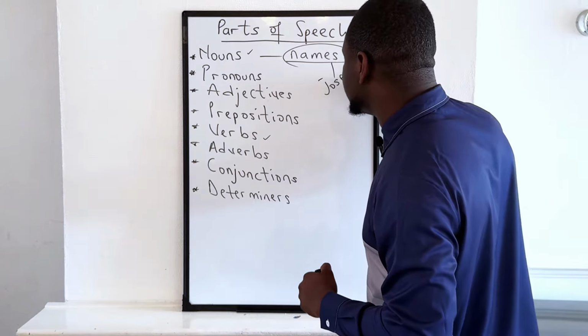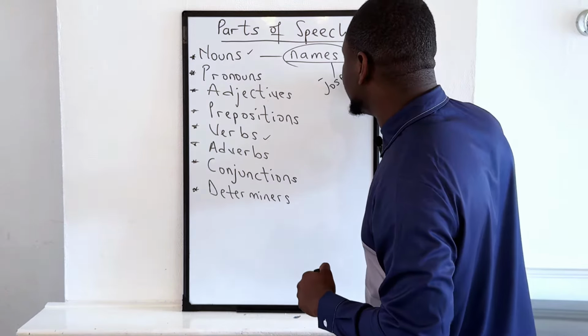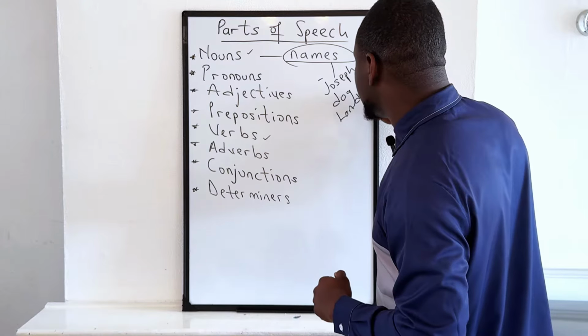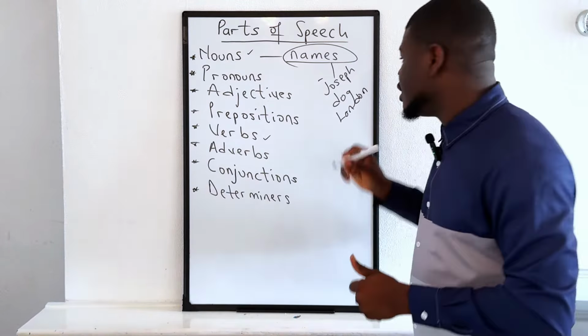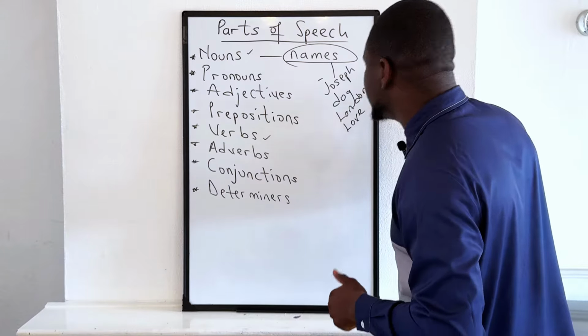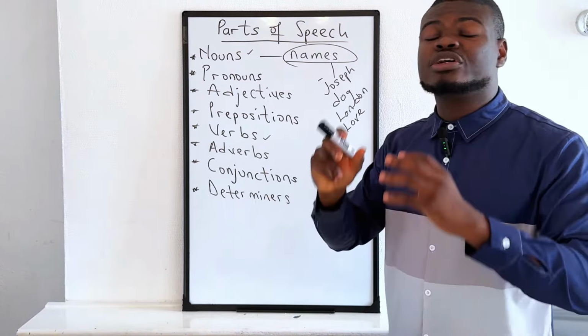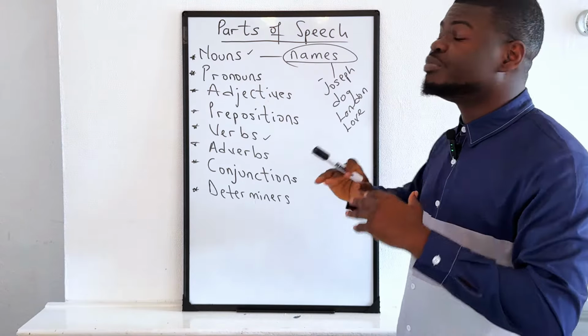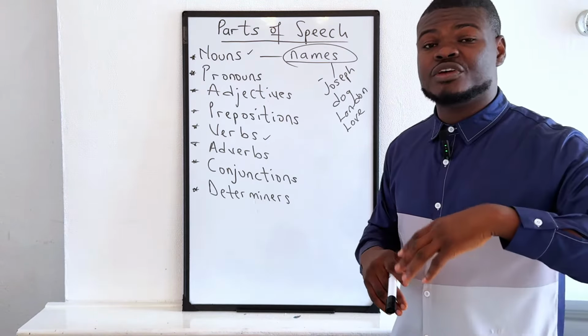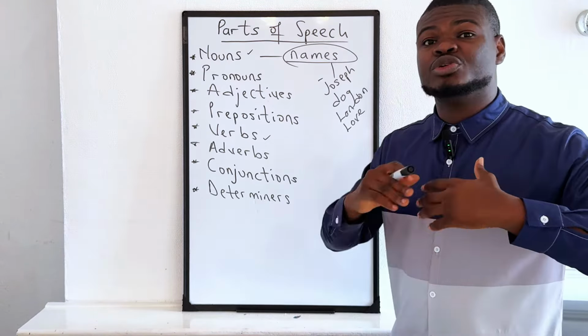Joseph is a noun. Dog is a noun. London is a noun. Love is a noun. So like I said, as long as it's got a name, it is a noun. And by the way, this topic will be as brief as possible. In another video, I will do a more extensive version of this topic.